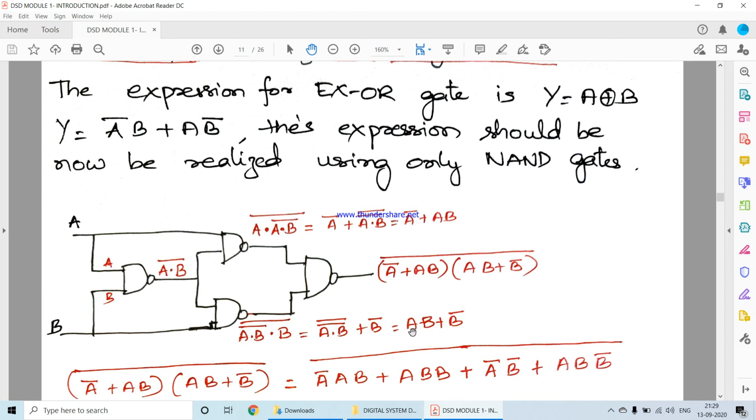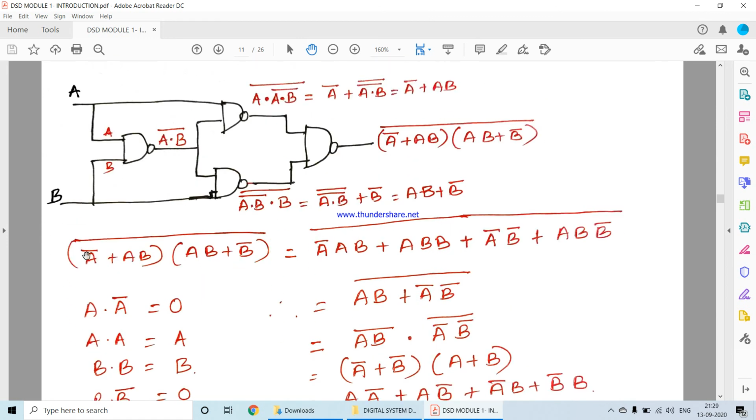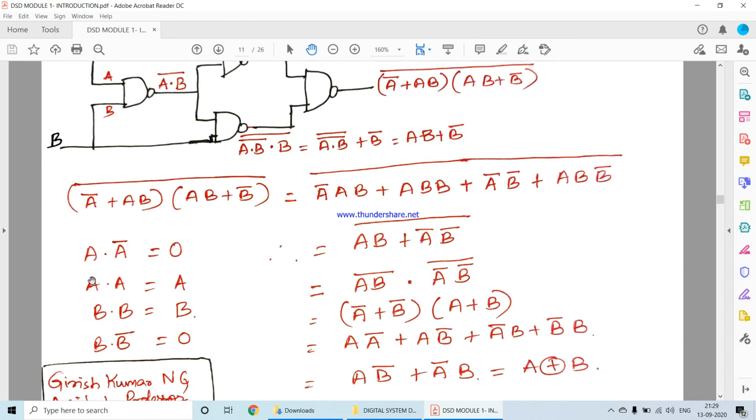Now these two inputs, AB plus B bar and A bar plus AB, are given to this NAND gate. So when you give the input to that NAND gate, what happens? A bar plus AB and AB plus B bar the whole bar. Now let me expand this expression and see whether it is equal to A bar B plus AB bar. Now you multiply these two, I will get A bar AB, A bar B bar, AB, AB bar. We know according to the laws which we have seen in the previous video, A into A bar equals 0, A into A equals A, B into B equals B, B into B bar also equals 0.